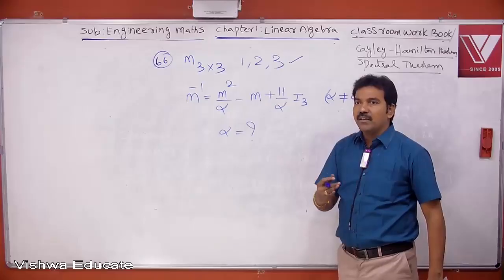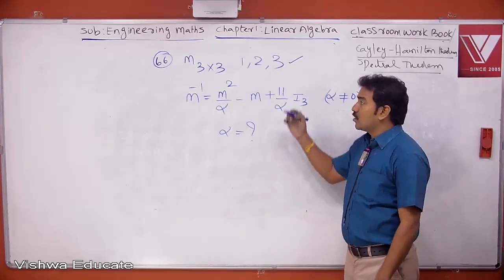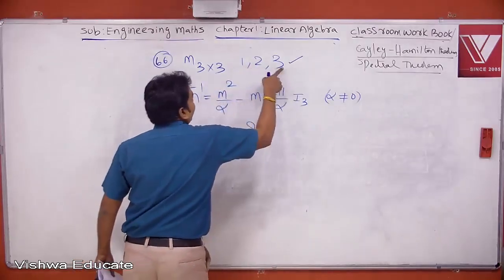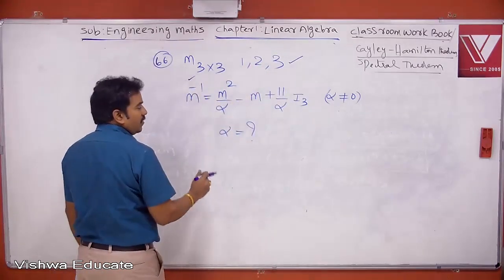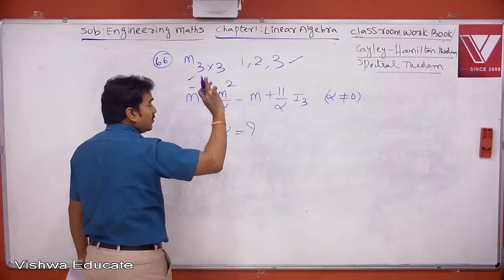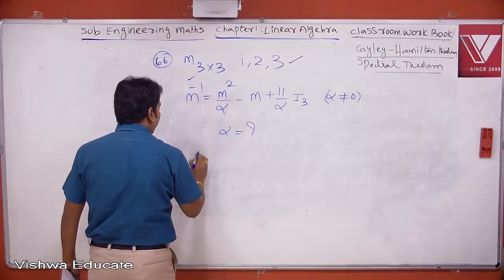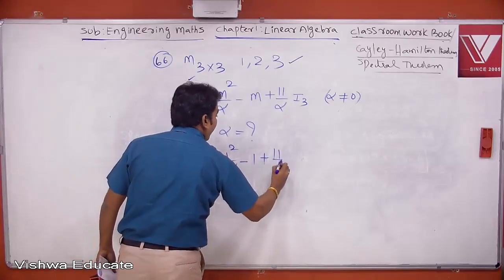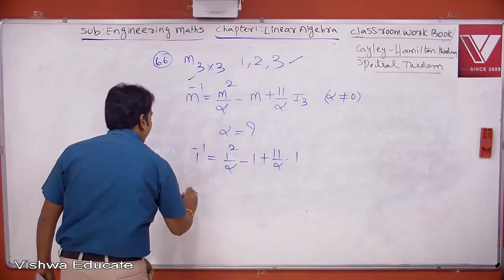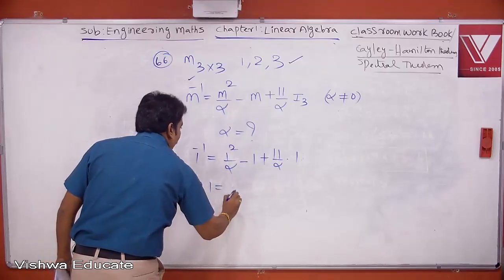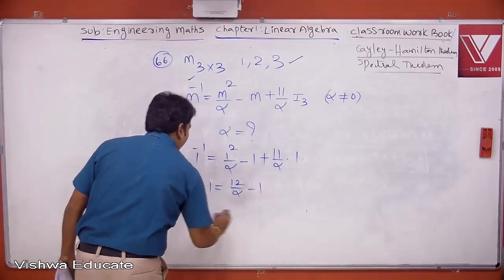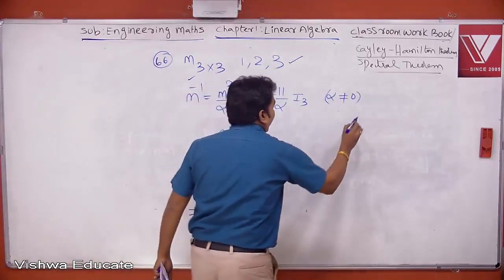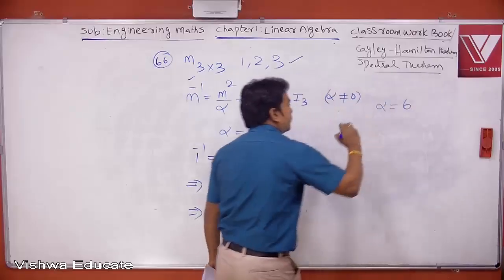But instead of doing that by Cayley-Hamilton theorem, we can solve this by spectral theorem very easily. Let us see. Now these three are eigenvalues of M. You use any eigenvalue, replace M by any one of the eigenvalues. Suppose I am replacing M by 1. So 1 inverse equal to 1 square by alpha minus 1 plus 11 by alpha into eigenvalues of I3, which are 1. This implies 1 equal to 12 by alpha minus 1. This implies 2 equal to 12 by alpha. This implies alpha equal to 6.